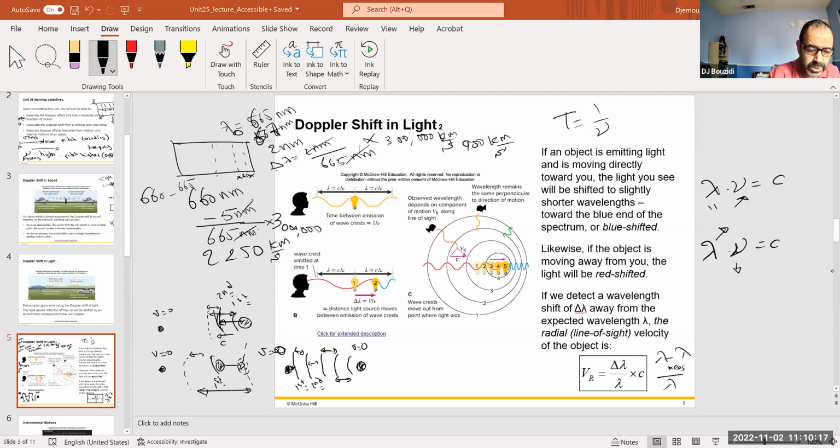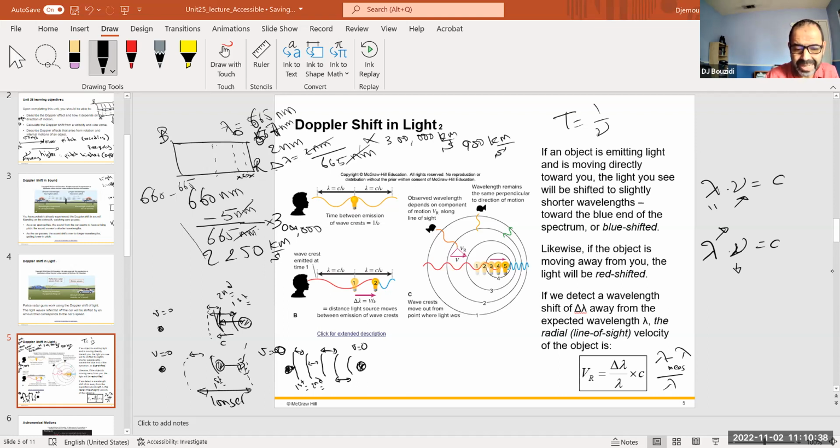So in this case, I will see a longer wavelength, meaning I'm moving toward the red. That is longer than the blue. Okay. In the first case, I'm moving toward the blue because the blue is shorter than the red. That's in a nutshell what it is.